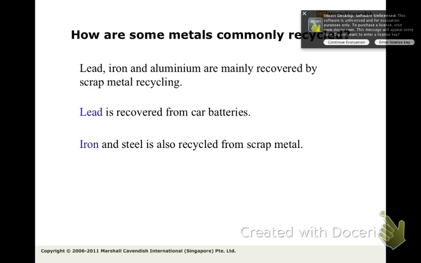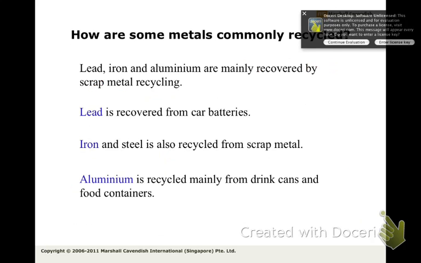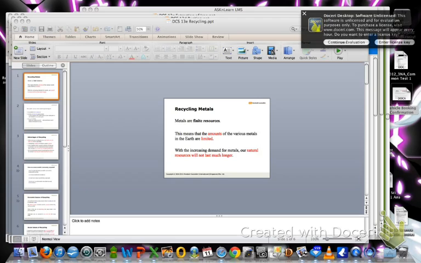Iron, you get from scrap metal, so numerous iron and steel, car bodies, car parts, machines, all these you can get iron and steel from. And aluminum you can get from drink cans and food containers. All these three things, please take note. Iron, obviously you need to scrape the rust away.